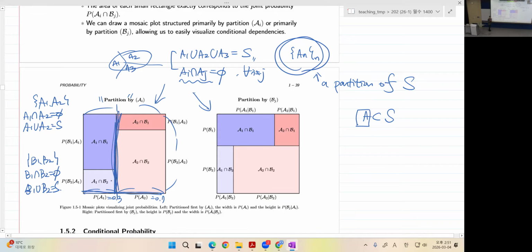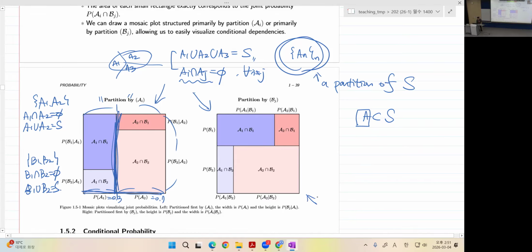And then what do you do? You find this length. How? By computing the probability of this joint event. And then this length times that length must be the probability of the joint event. This is the way to draw a mosaic plot.